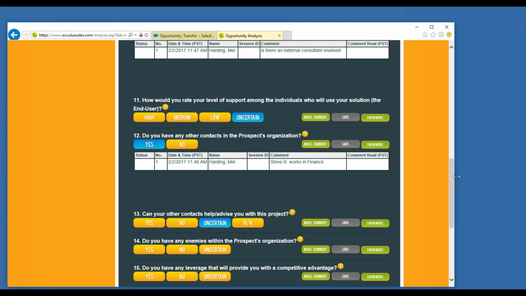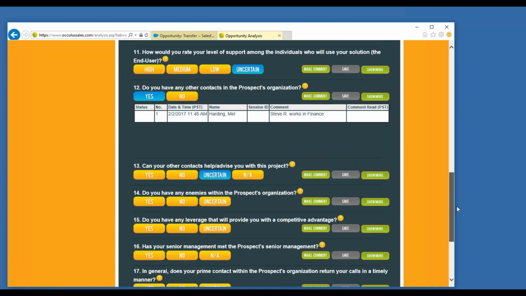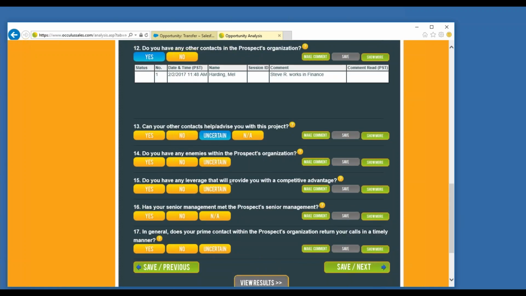So he works in finance, so I don't know. I'll have to check that. Do I have any enemies? This is an interesting question. As you know, the word enemy is very negative, but as a fact of life, it's appropriate.